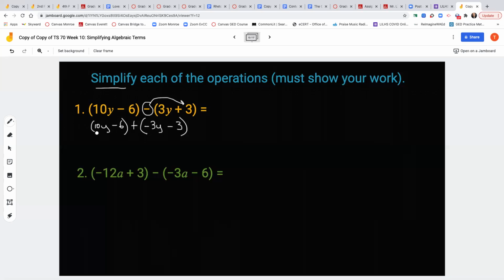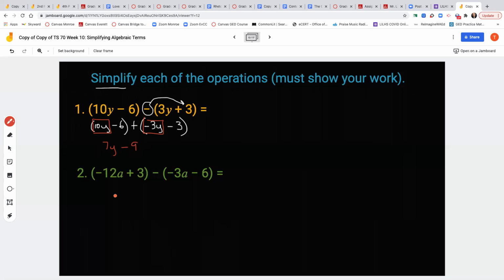Now I can look at my terms. I got 10y minus 6 minus 3y. If I change colors to illustrate, this term is like this term. These are like terms. They have a number and the letter y. So that gives me a positive 7y. And then negative 6 minus 3 would be minus 9.